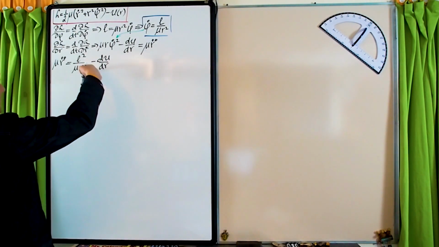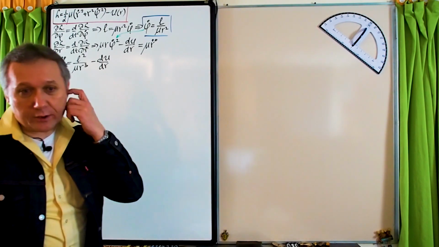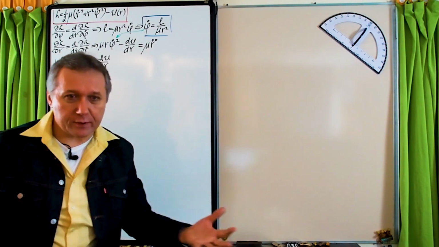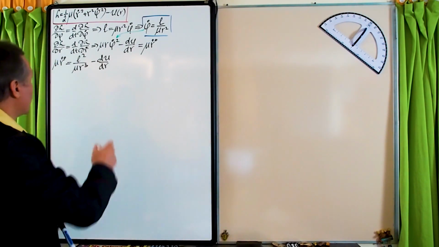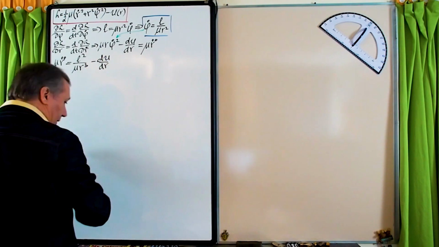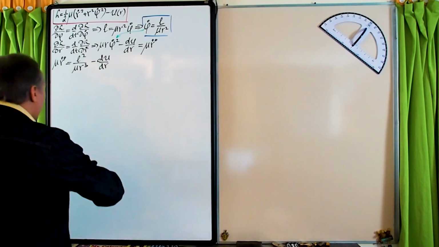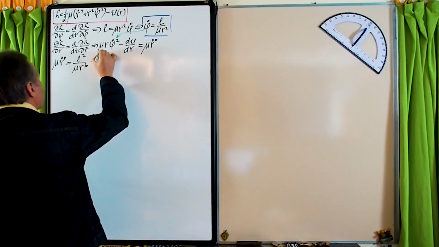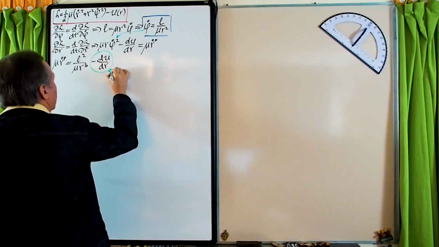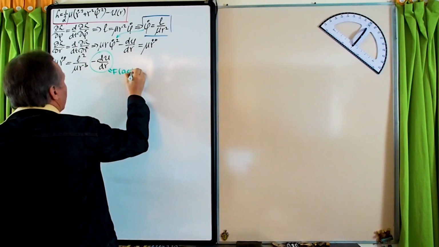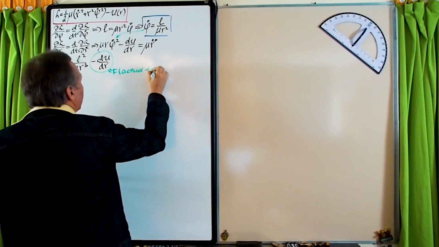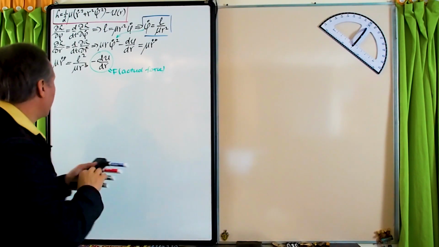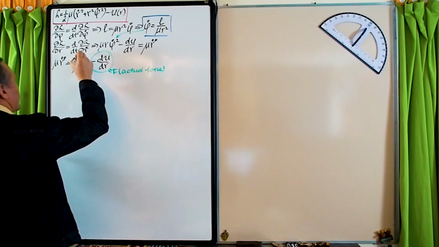And of course, this minus dU over dr is an actual force acting. Of course, it can be force of gravity or electric force, something like this. So this is the actual force. Maybe I should immediately write it down. So it's F, the actual force acting on the system.